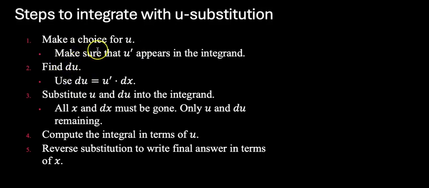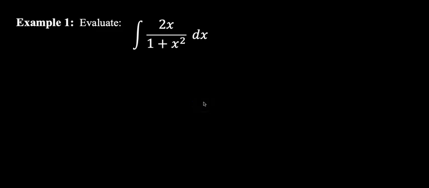First, how to make the correct choice. An important clue is whatever you choose for u prime has to appear somewhere in what you're integrating. Here's our first example. Take the indefinite integral of this function. We know we can't use our normal antiderivative rules since this is division of two functions. However, we might be able to do a u substitution that would work.